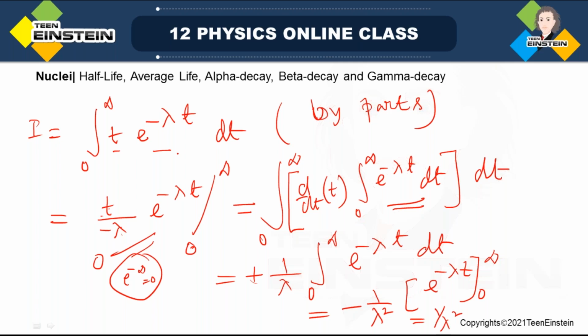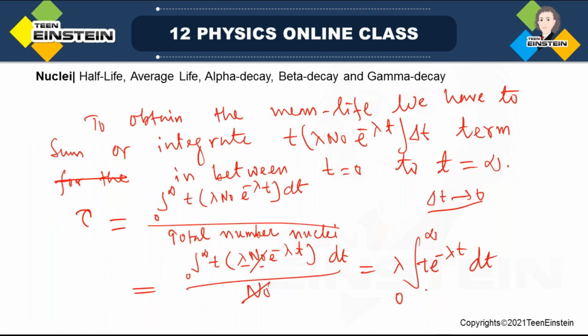I'll go to the previous equation. Look here, I have lambda into this integration, which I had taken as I. We have got this integration as 1 by lambda square. So look what we get: the mean lifetime is given by 1 by lambda.